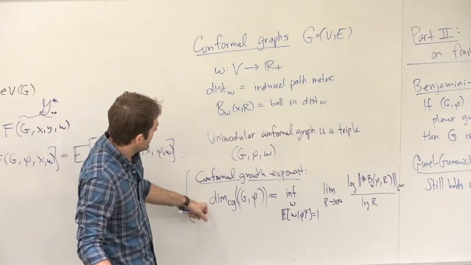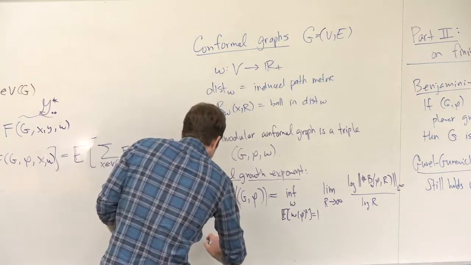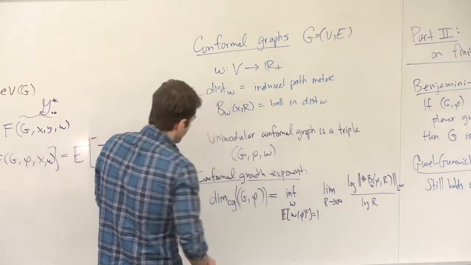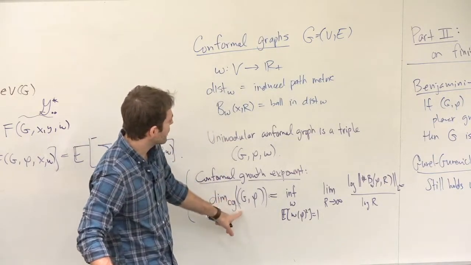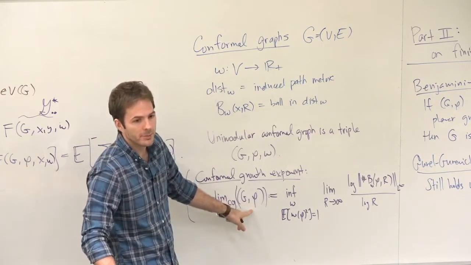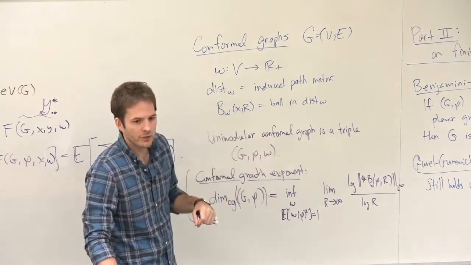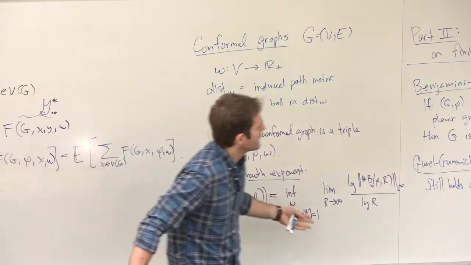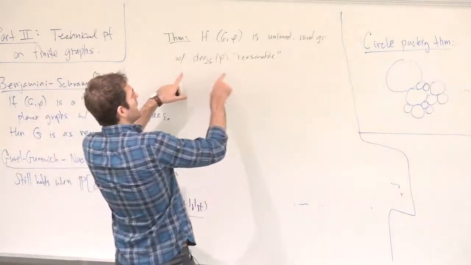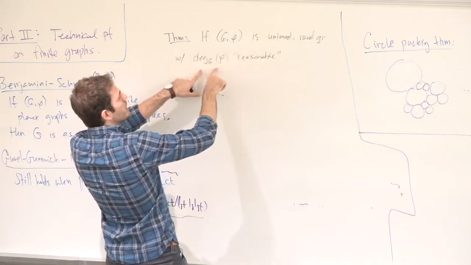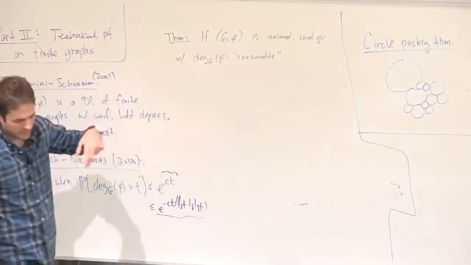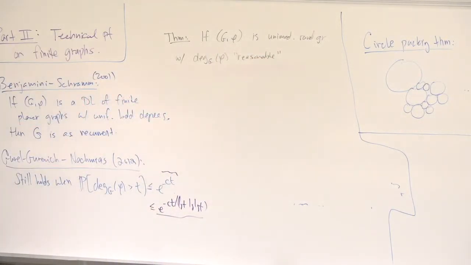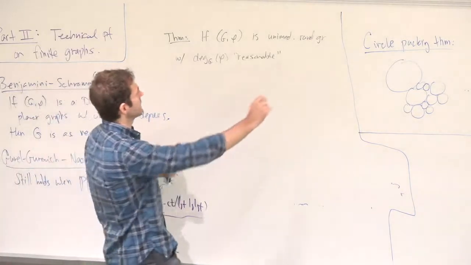It would be nice, I guess, if saying, for instance, that the conformal growth exponent being at most 2 implies that the graph is recurrent. Okay, we don't see that yet, so let's just hold on a second. Okay, so if you have a unimodular graph and the degree of the root is reasonable, so reasonable here just means that the tails decay faster than any inverse polynomial. So it's somewhat weak.